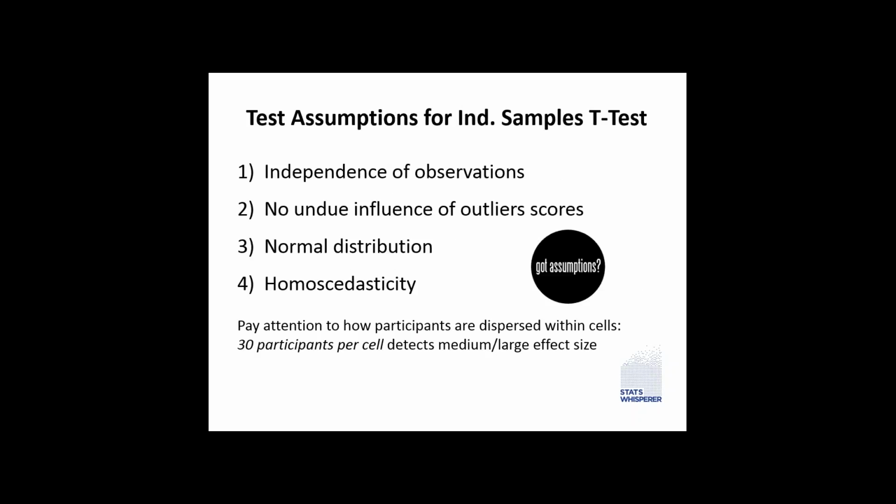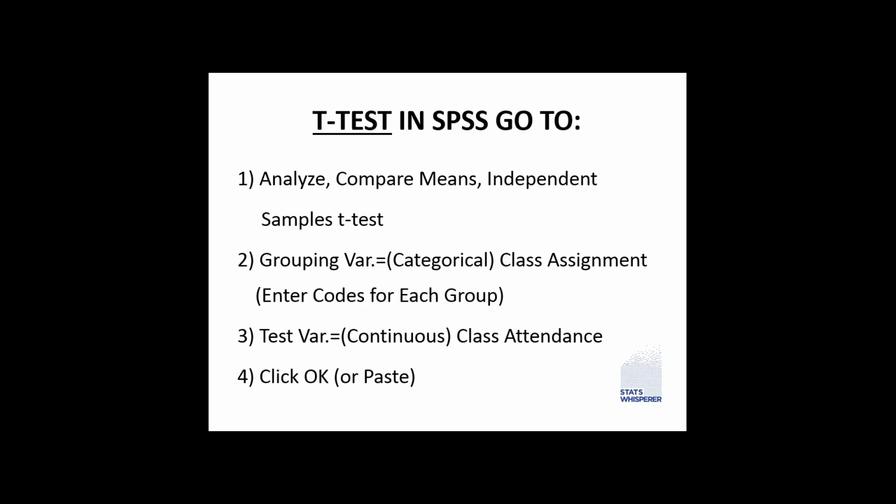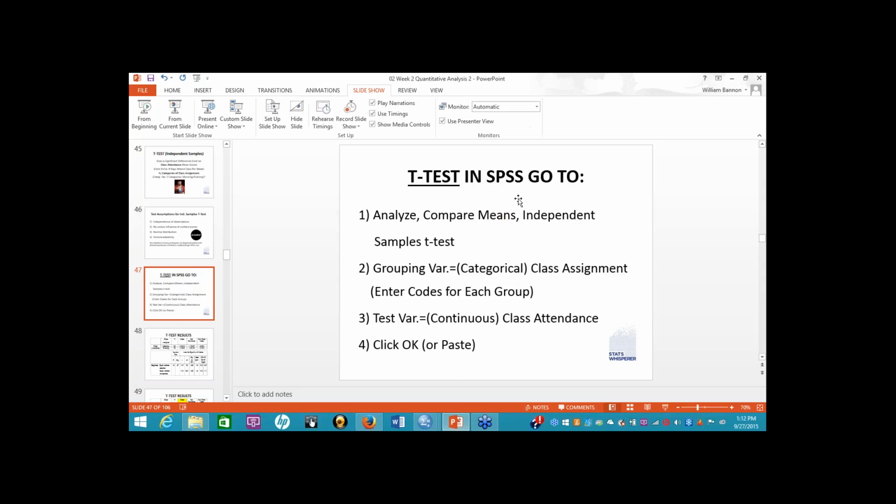And again, as always, there are test assumptions. The important thing to know is that these assumptions exist. If you know they exist, you can look them up. It's not a big deal. But if you don't know they exist, that's the real problem, because you can't look them up if you don't know they're there. Okay? So here they are again, pretty much the same as the ANOVA, and also pay attention to the number of participants in each category. So there's the t-test in SPSS, four steps, and we will go implement those now.